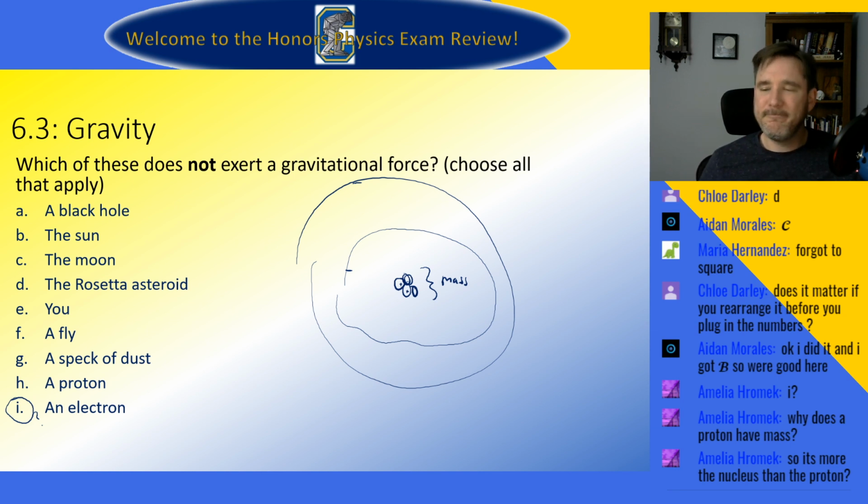Yeah, but that would be like saying it's more the class that has gravity than you. Why does the nucleus have gravity? Because all the individual protons and neutrons have gravity. You just pile them together and they all add up. The smallest thing I mentioned here that has mass is our proton. Just remember, anything that has mass has gravity.